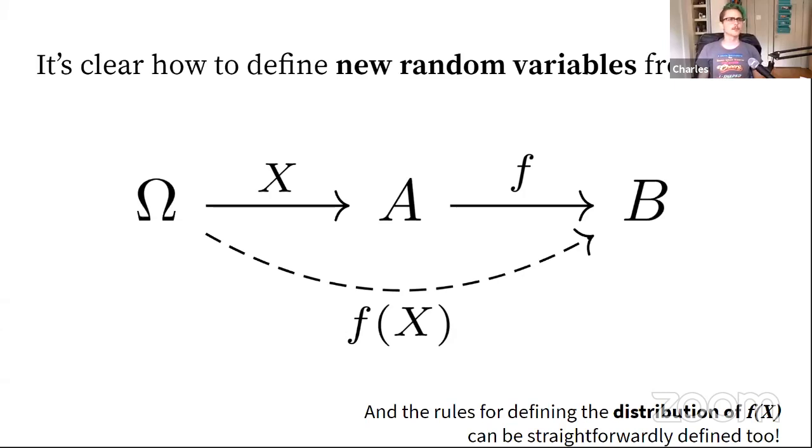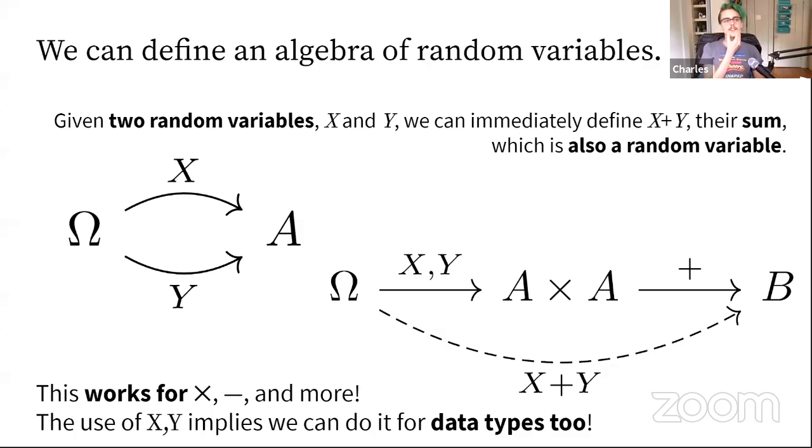If you've learned maybe the Jacobian determinant rule for changes of variables, it comes out of this. And then this is where we get to define our algebra of random variables, where we take the algebra that we normally use. We can add numbers together, multiply them. We can do it with random variables also.